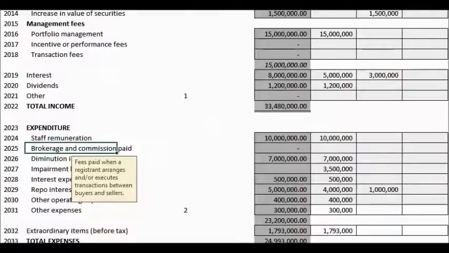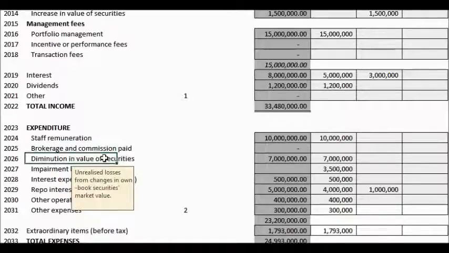The brokerage and commission expense includes all brokerage and commissions paid to broker-dealers as a result of the reporting entity's management or execution of transactions for its portfolio of own book securities. Diminution in value of securities intends to capture the total unrealized losses from changes in the market value of own book securities, where such losses are recorded in the income statement.